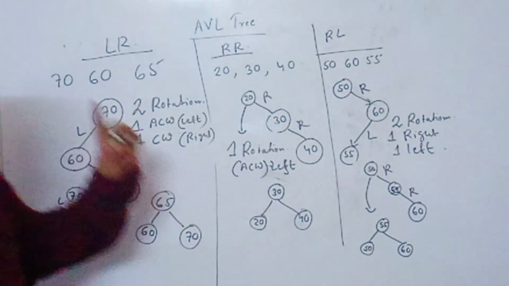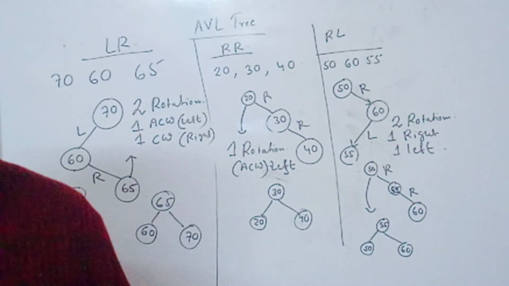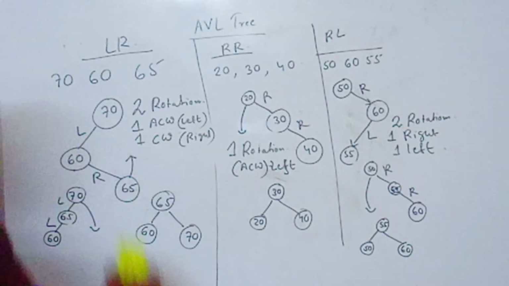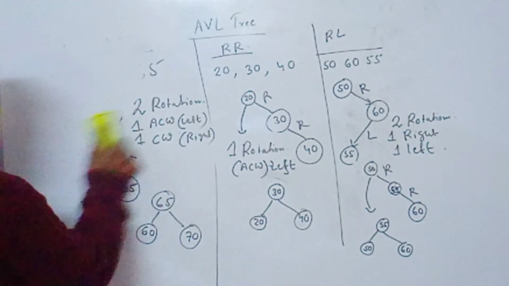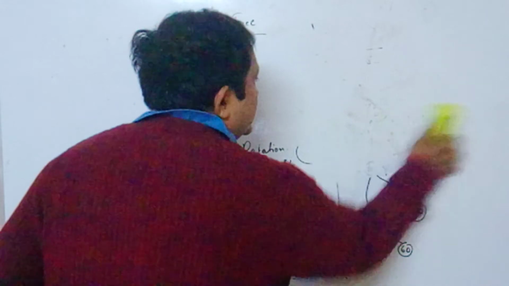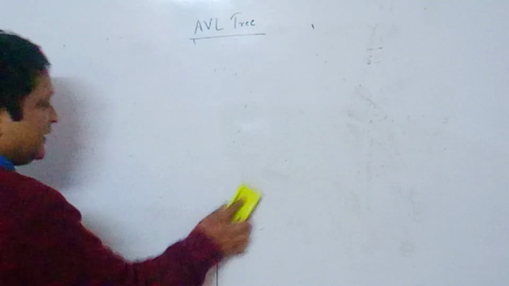So these are all LL, RR, RL, LR, such types of imbalances. How to balance them? Now, before going into the example, let's discuss the time complexity of the binary search tree and the AVL tree as well.